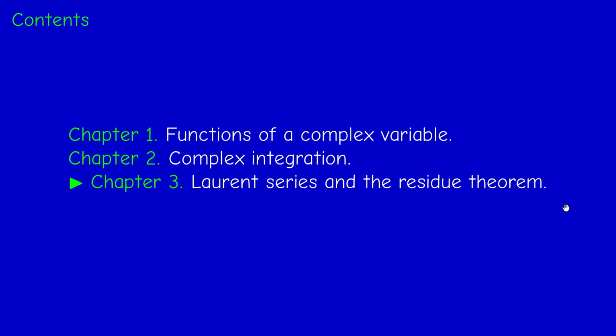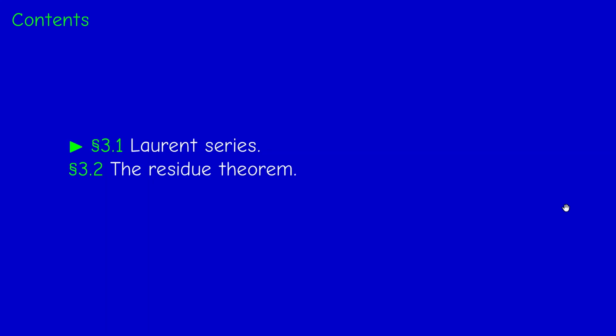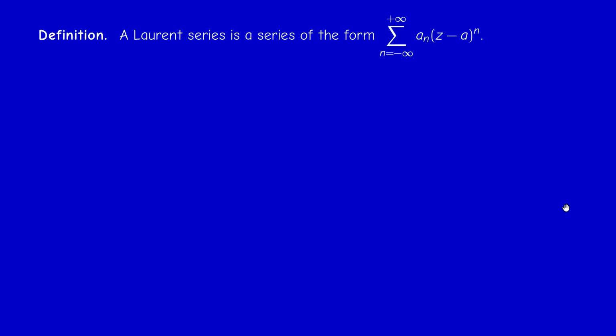We are now in chapter 3, and in this video I'm going to cover section 3.1 about Laurent series. Laurent series are a generalization of power series, and they include negative powers as well as positive powers. By definition, a Laurent series is a series of this form, a series of powers of n, but we include negative powers as well as positive powers of z minus a. This is a Laurent series about z equal a.